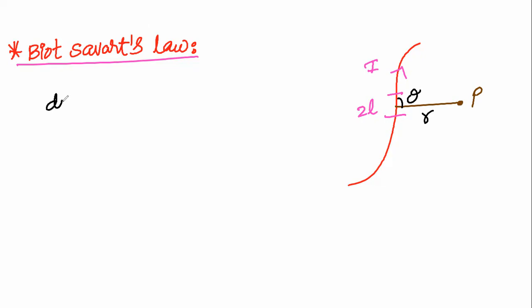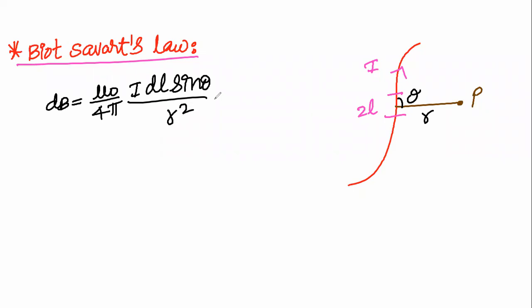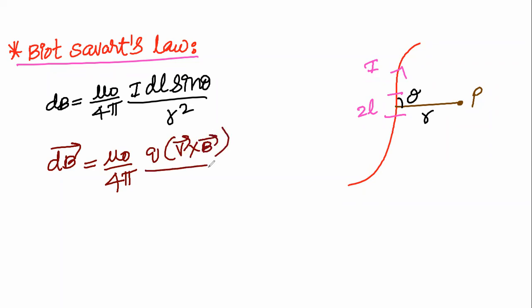Therefore, the magnetic induction at the point P, dB is equal to mu naught divided by 4 pi into I dl sine theta divided by R square. This is the Biot-Savart's law, right? So this dB bar, if you write in terms of the charge, velocity, and magnetic induction, we may write in other terms. dB bar is equal to mu naught divided by 4 pi into Q into V bar cross R bar divided by R cube.